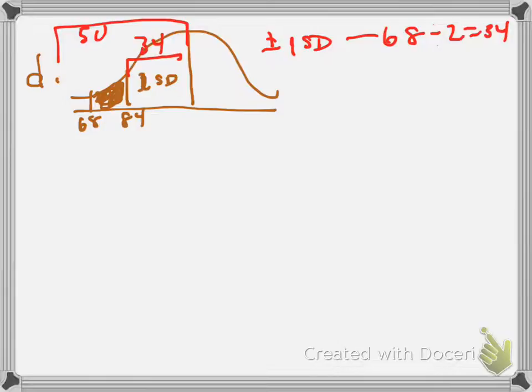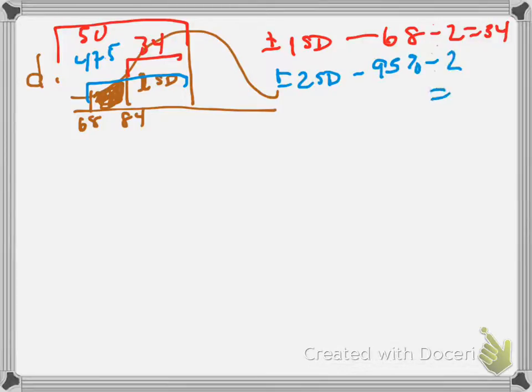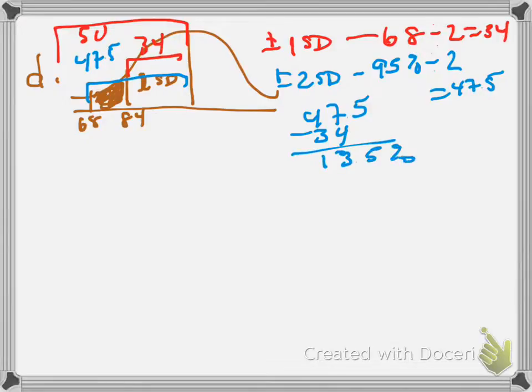All right, now let's go do this. This right here, I know is going to be 47.5. Because I know plus or minus 2 standard deviations is 95%. Divided by 2 is 47.5. So if I want this area in between, I'm just going to do 47.5 minus 34, and I get 13.5%. Okay, you need to know how to do that.